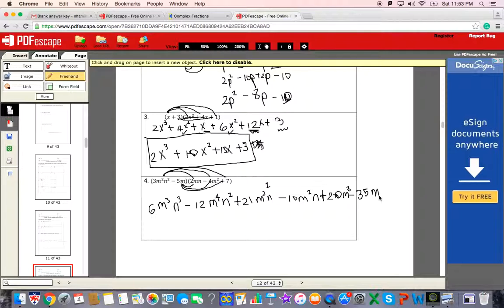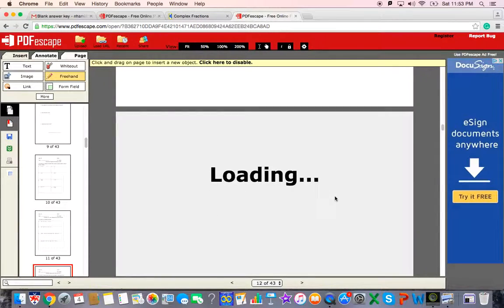All right, let's see if we have any like terms. It appears we don't have any more m to the third n to the third, m to the fourth n squared, or m squared n squared. We don't have any more of this, that, or that. So that's actually fully simplified. All right, so it's time to move on to the next quiz.